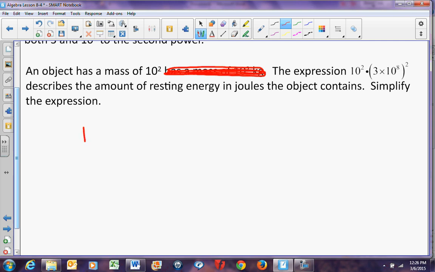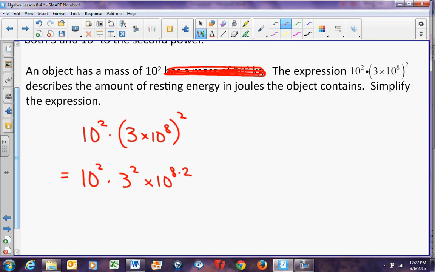So we have 10 squared times, parentheses, 3 times 10 to the 8th all squared. So the first thing we have to do is take care of that scientific notation taken to the second power. So this becomes 10 squared times 3 squared times 10 to the 8th times 2, because we're going to distribute this 2 throughout the entire scientific notation problem. So now I have 10 squared times 3 squared times 10 to the 8 times 2 is 16.